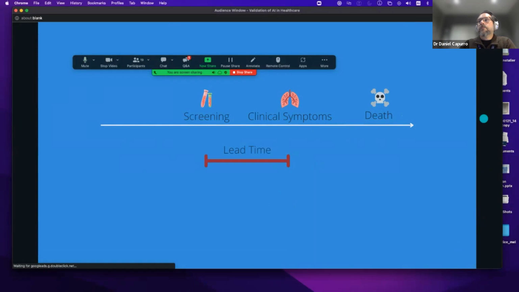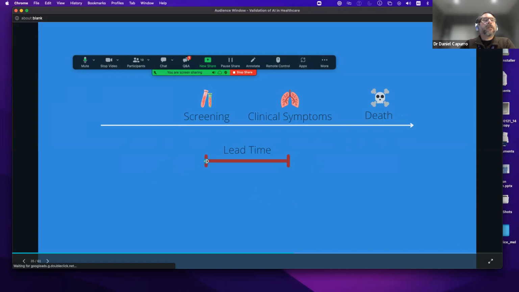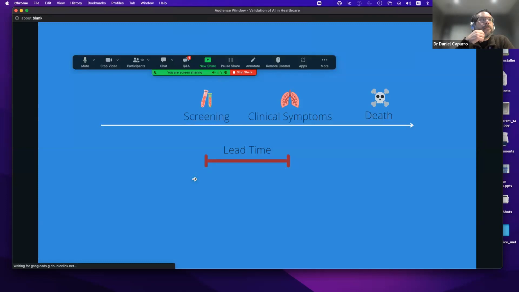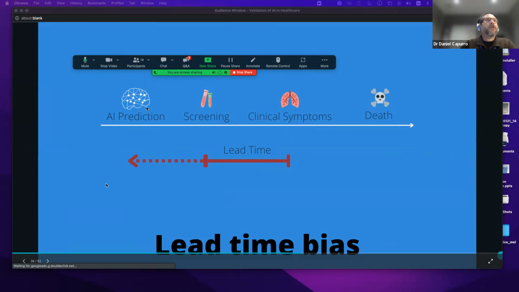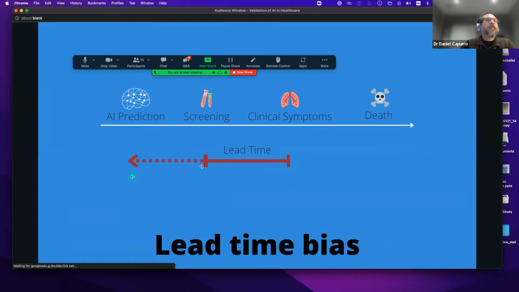Let's say I create an AI algorithm that takes an arbitrary data set and can predict whether the patient is going to develop this disease, and by disease, I mean the clinical symptoms down the road. Then I'm detecting the disease early, or predicting it, at a stage earlier than what would have happened with the screening test. But the time where the clinical symptoms appear didn't really change, I couldn't do anything about it, okay? The time between clinical symptoms and death didn't really change. So I'm not improving survival.